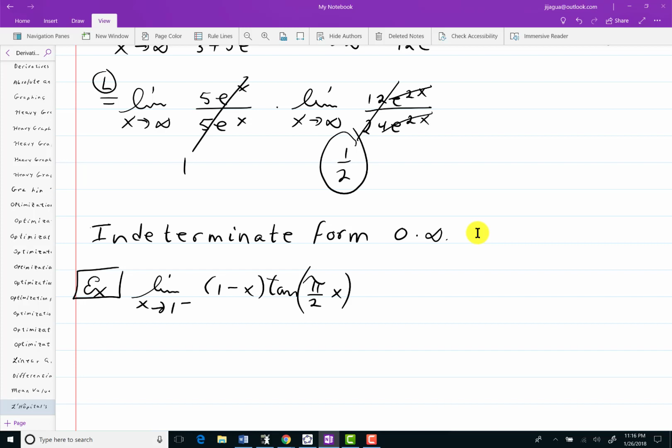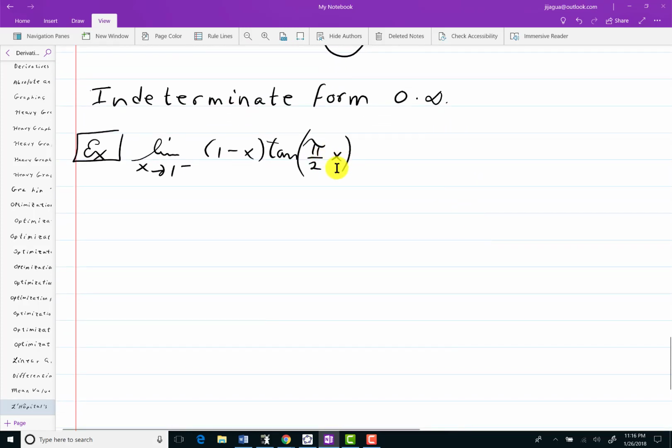And just to remind you what tangent looks like when it gets near to pi over 2 but to the left of it. Tangent comes like this. Basically it has a vertical asymptote and it's going to positive infinity. So if x is a little bit less than 1, then this is a little bit less than pi over 2, which means that it's tending towards positive infinity. Of course, if you plug x equal 1 into this part, you're going to get 0. So we do have a 0 times infinity situation.